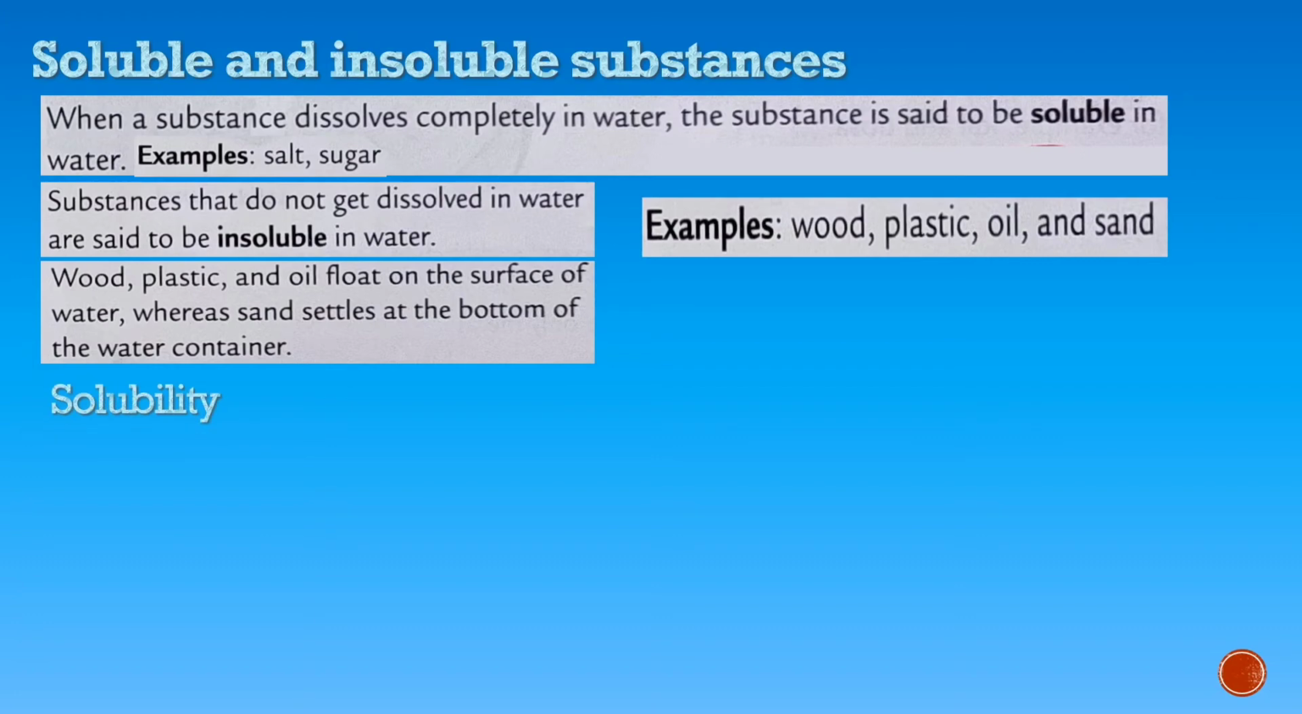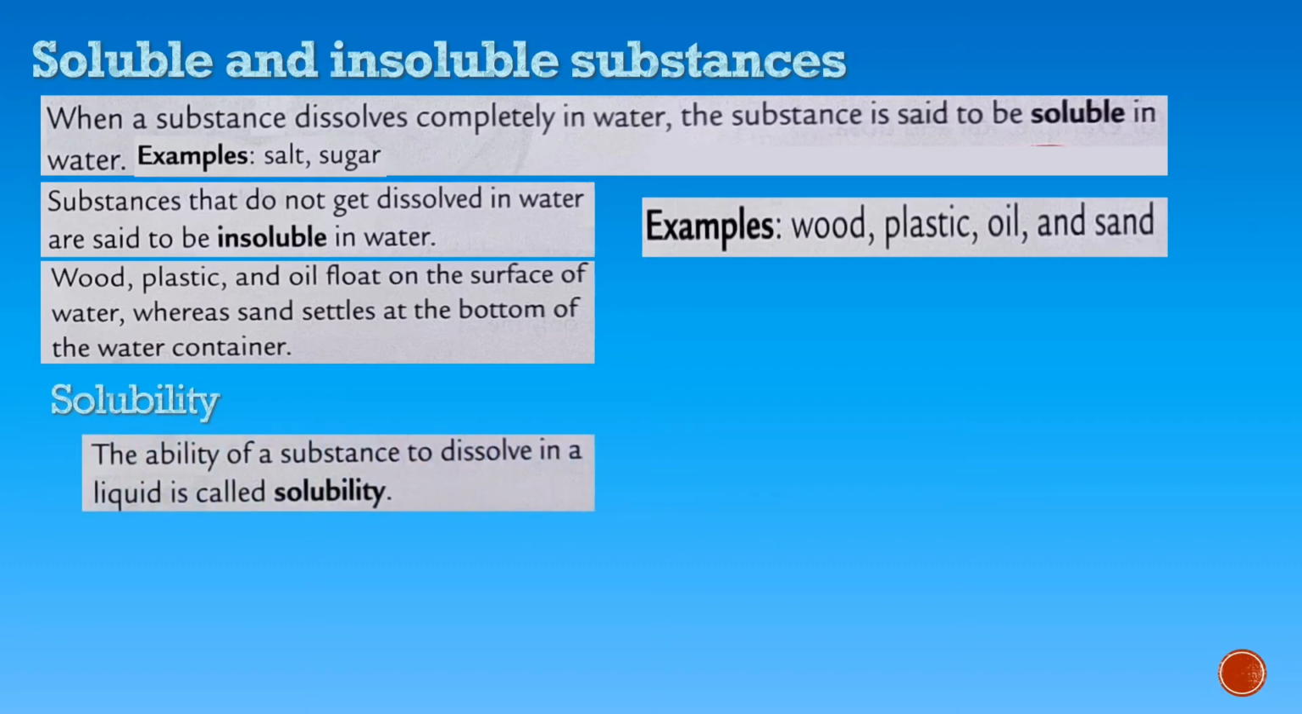Next, solubility. The ability of a substance to dissolve in a liquid is called solubility. Means, when you are mixing salt or sugar, they have the property called solubility. That is why they are able to mix with the water.